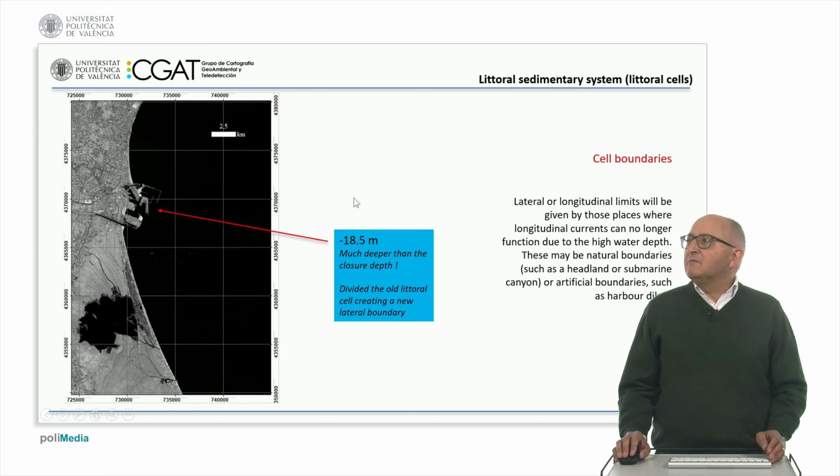In this image we show a large port whose outer dike reaches a depth of 18 meters, and logically, at that depth the waves can no longer move sediments from the bottom. It is beyond the depth of closure. It has become an artificial limit to new sedimentary cells that will now be to the north and south of this dike that defines one of the limits of the system.